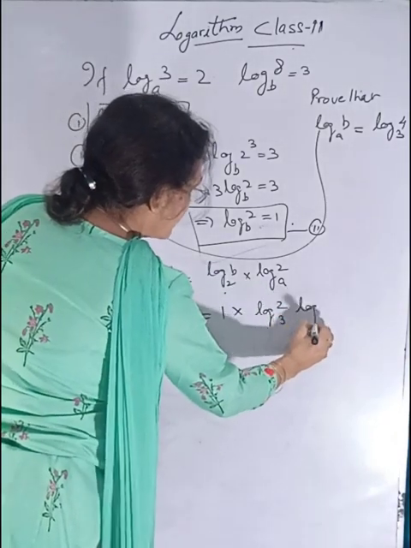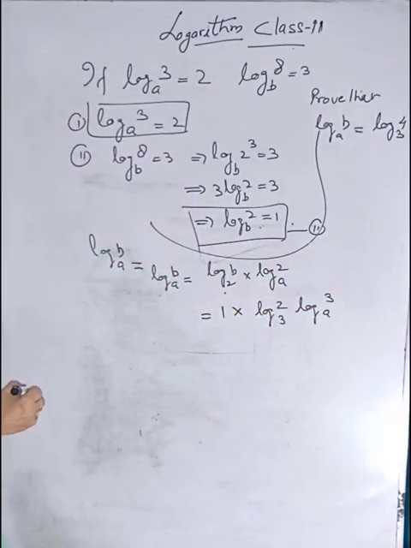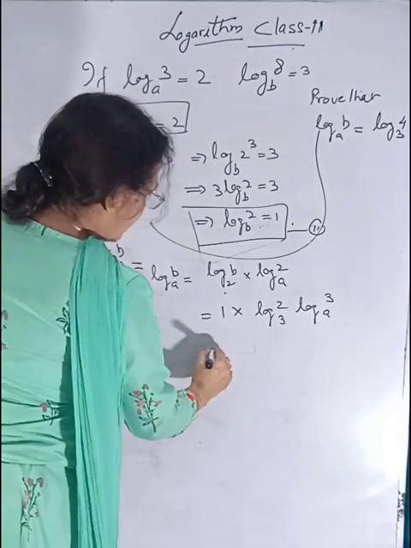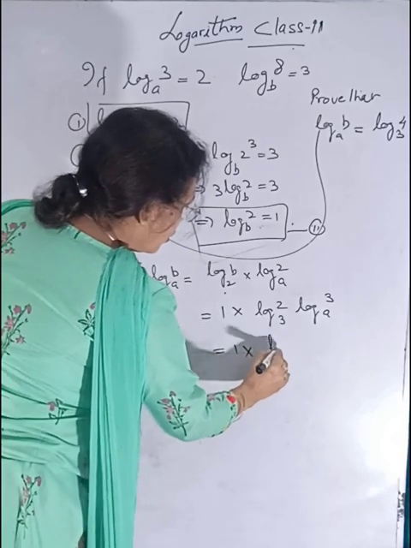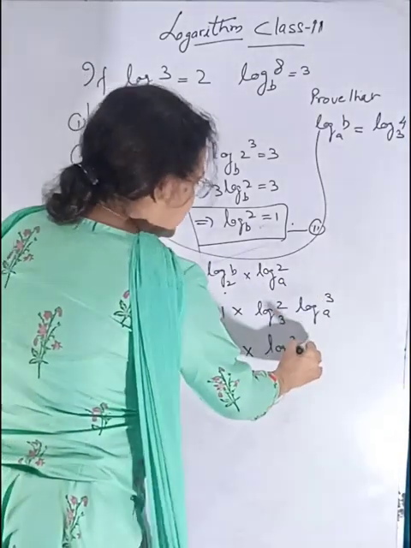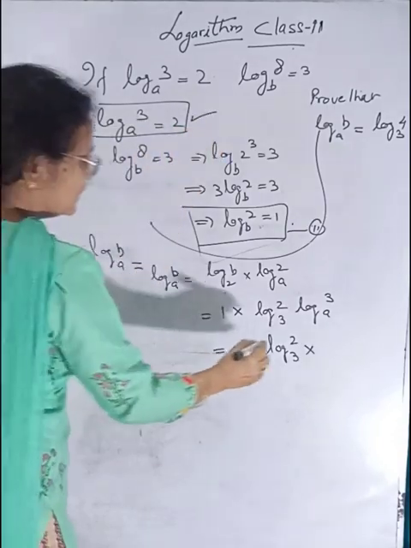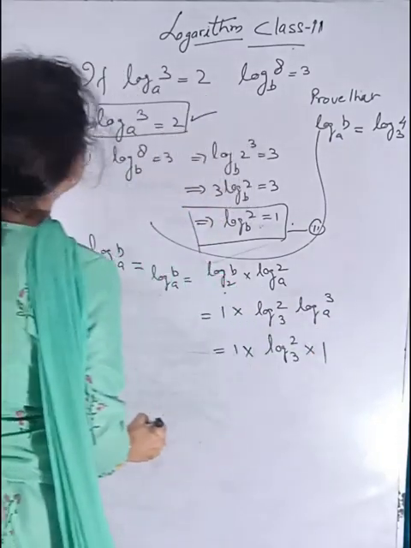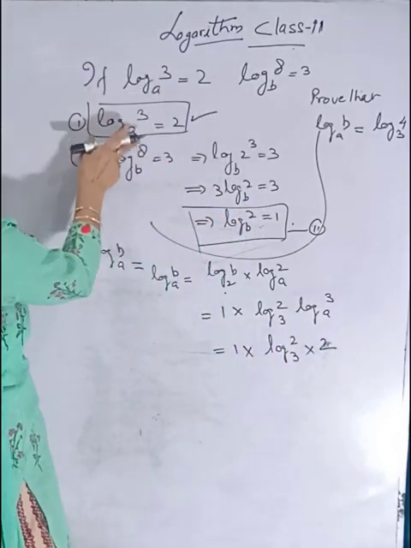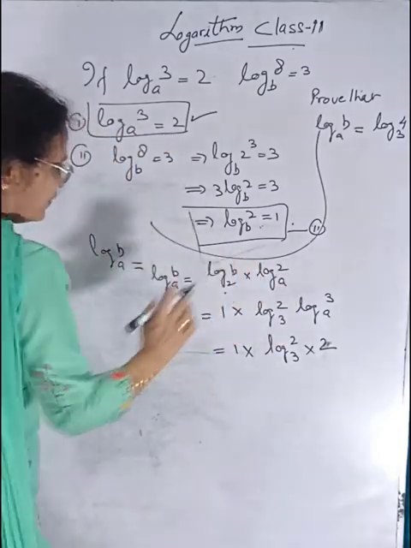into log of 3 with the base a. लिख सकते हैं log of 3 with the base a. 2 is given to us, that is 1 into log of 2 with the base 3, log of 3 with the base a as per the equation number 1. This is equal to 2, sorry. This is equal to 2. Log of 3 with the base a is equal to 2.